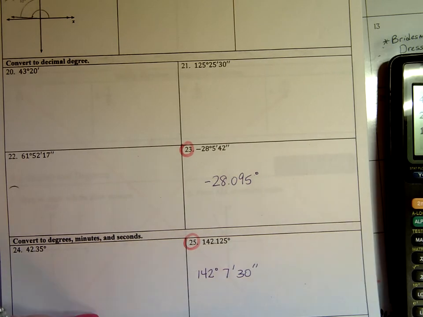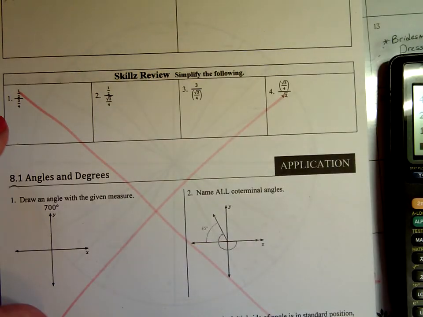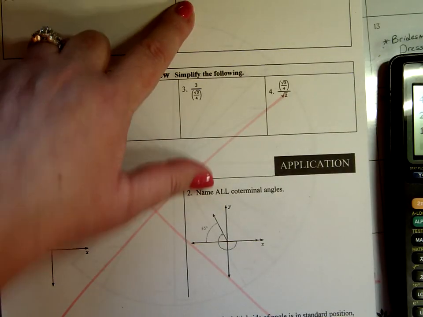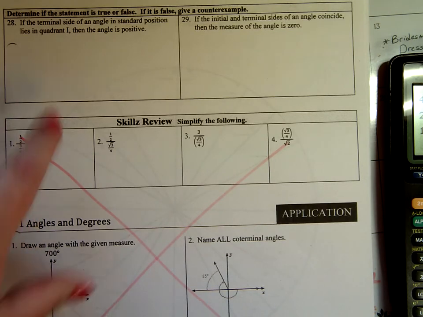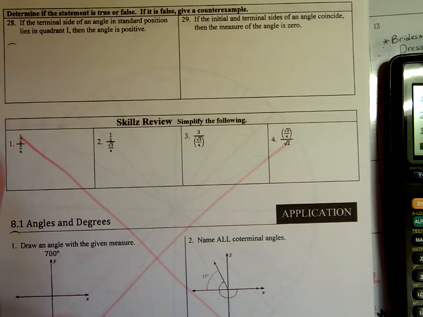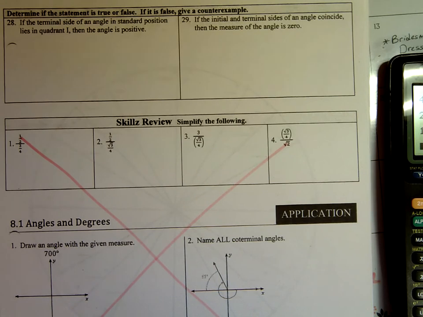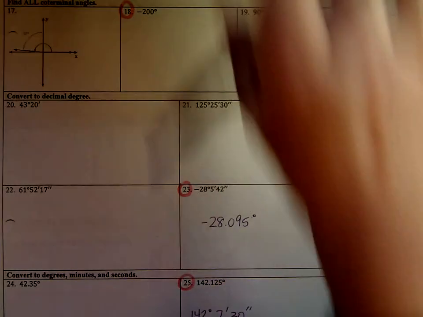All right, real quick. You're stopping at 29. By the way, 28 and 29 are true-false questions. So you're only answering numbers 28 and 29. You don't have to do any of the rest of that skills review or application page. All right, so your problems are 1 through 29, but we still need to talk about coterminal angles. Are you ready?